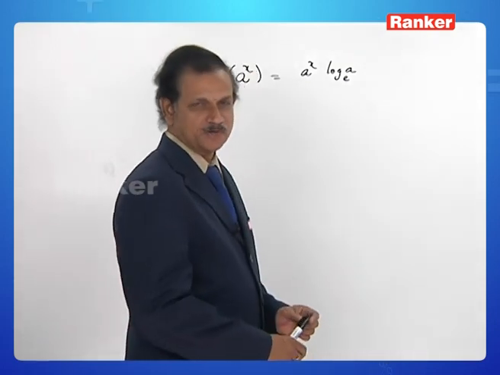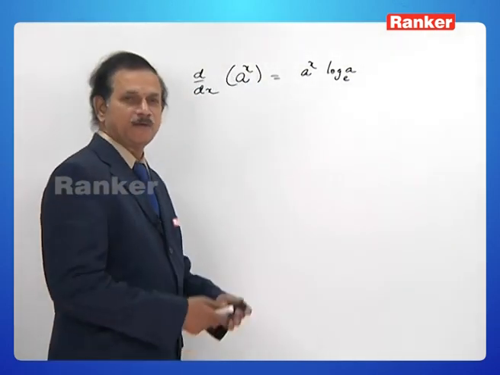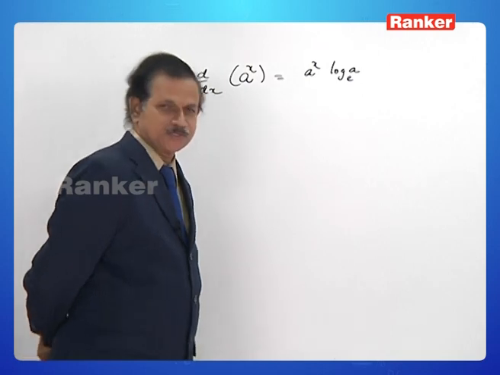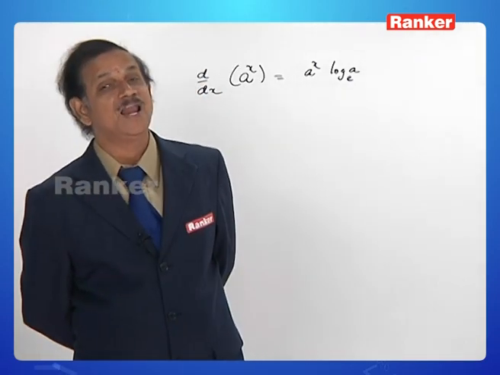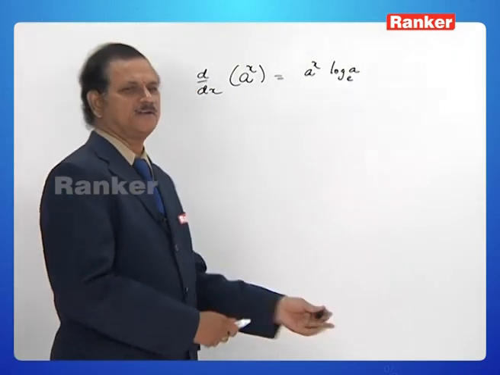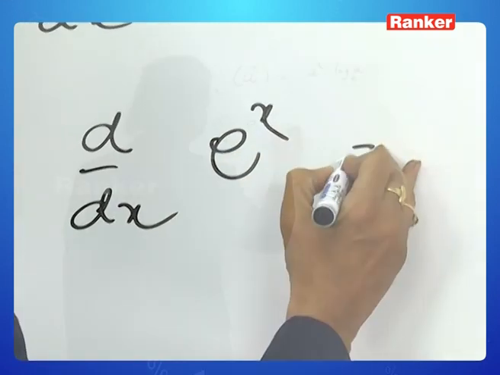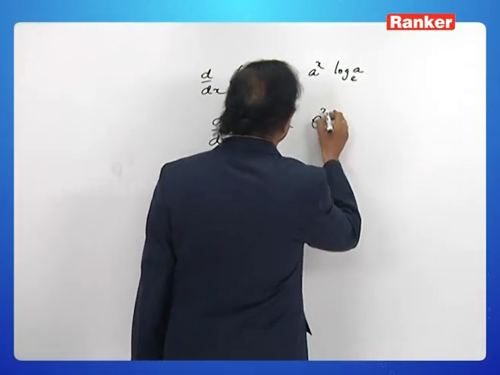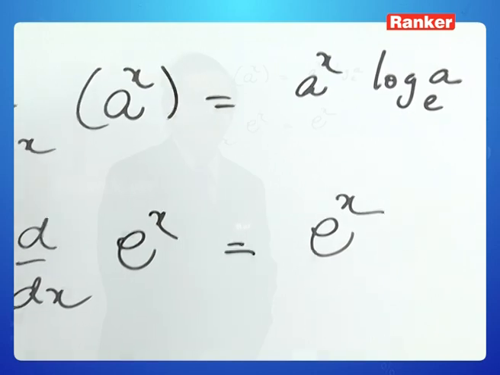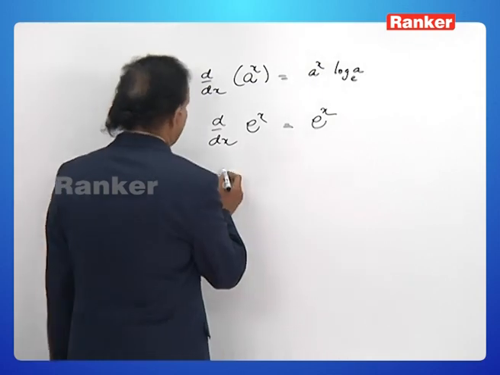Using the so-called first principle of differentiation, we'll be able to have that derivative of a power x is a power x into log a to the base e. Derivative of 2 power x is 2 power x into log 2 to the base e. Derivative of 5 power x is 5 power x into log 5 to the base e. Well, derivative of e power x is e power x into log e to the base e. What is log e to the base e? 1. Therefore, derivative of e power x is e power x, isn't it?